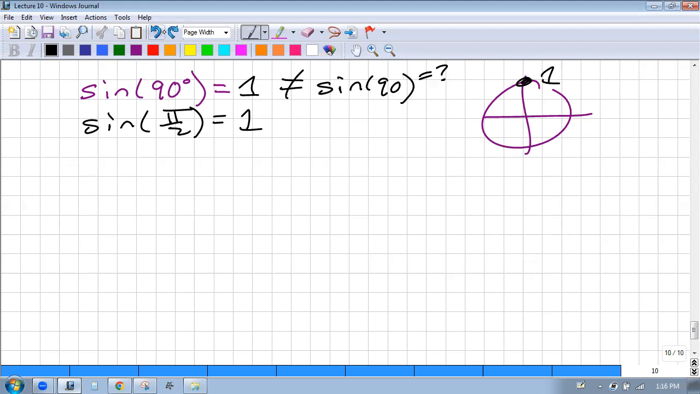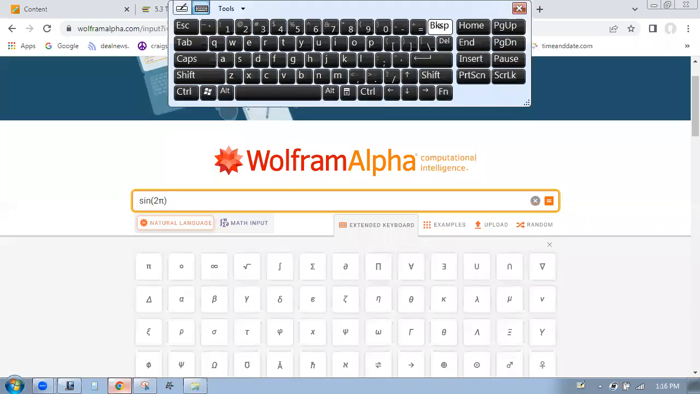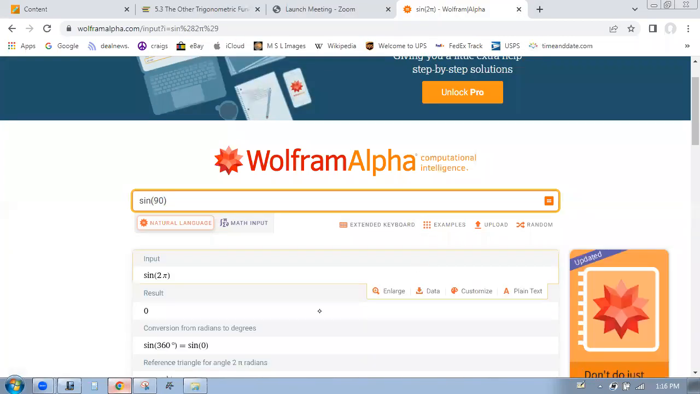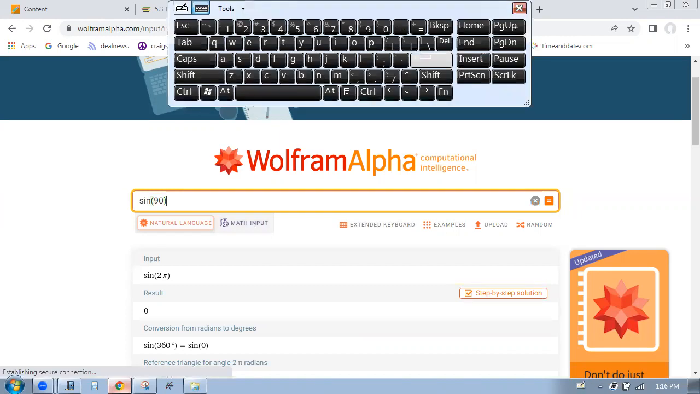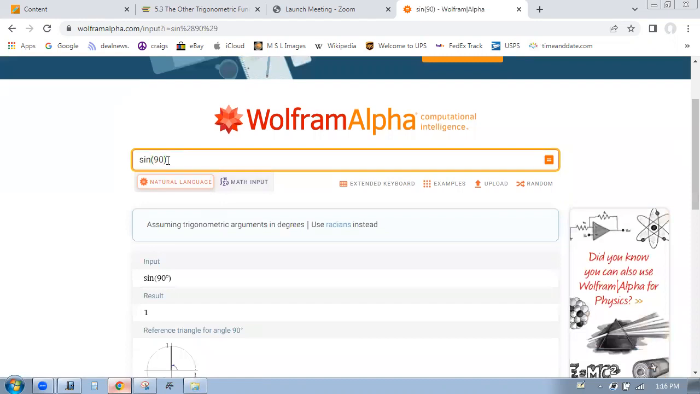At all. But like this program here, if I type in sine of 90, I didn't say anything about degrees at all, right? But it tells me the answer is, I have to hit enter here, hold on. Enter. Sine of 90 degrees, it tells me it's 1. I didn't put 90 degrees, it assumed 90 degrees, right?